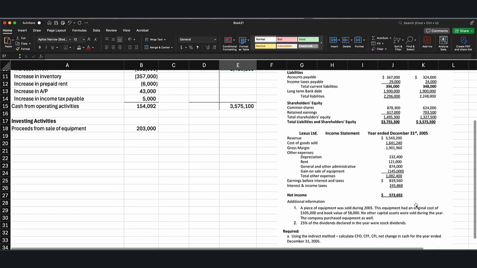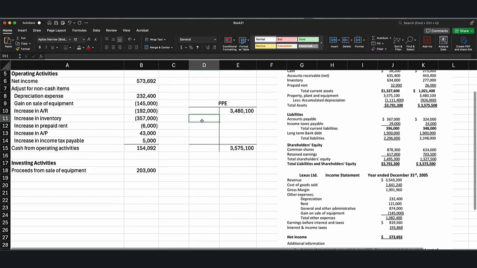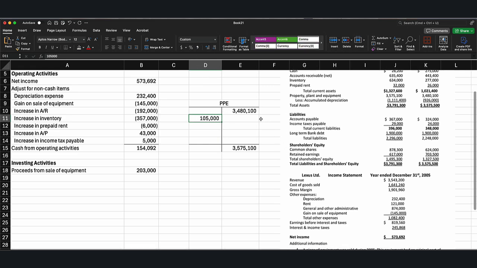We also know that we sold equipment that had originally cost us 105, which means there would have been 105 here on the credit side, because we know that when we sell equipment, we credit equipment. Okay, well, is this balancing right now? It's 3,480,100 minus 105. Does that equal 3,575,100? No, that doesn't make any sense. And this is how you can find what you purchased. There's some missing value here.